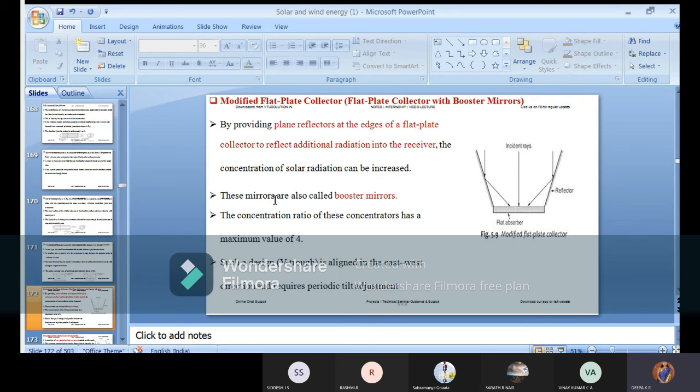That's why these mirrors are also called booster mirrors. The mirror is doing the job of collecting more rays and giving them to the absorber. Increasing means what? Boosting the value. That's why they say booster mirrors. And the concentration ratio of this concentrator can have a maximum value up to 4.